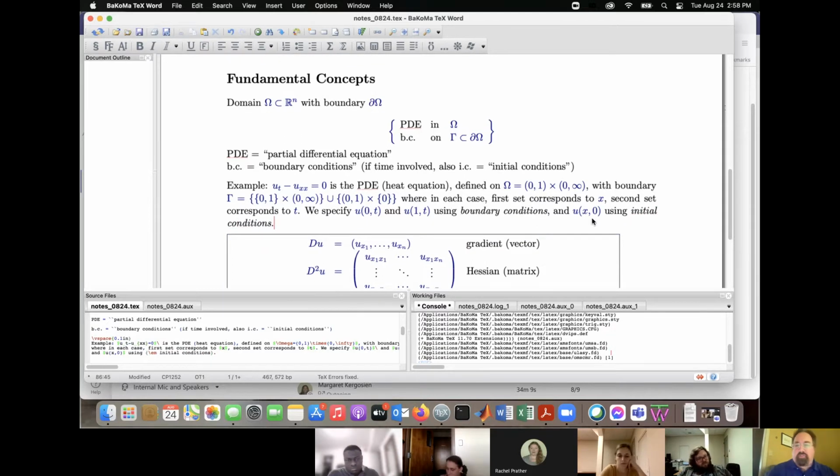those are initial conditions. But because we're talking about a boundary of this domain, t equals 0 is part of a boundary of this domain. You can think of all of these also as boundary conditions. It's just that when it's time, we use the term initial conditions for clarity.